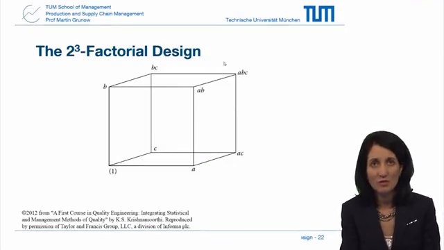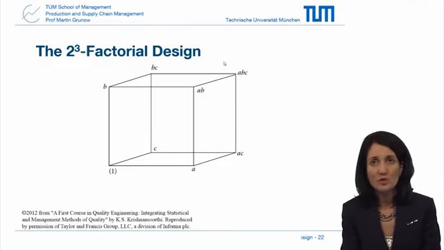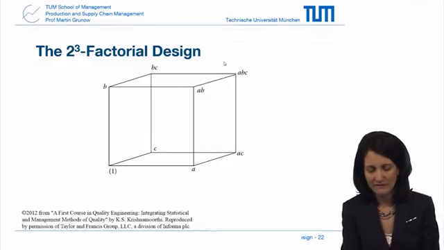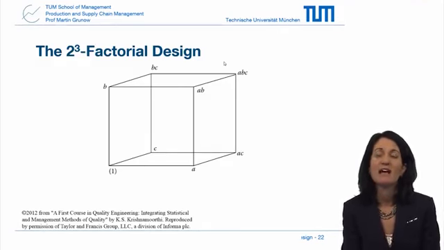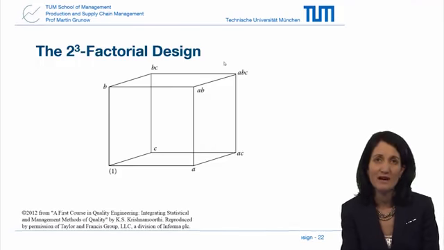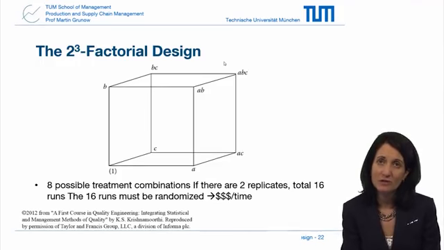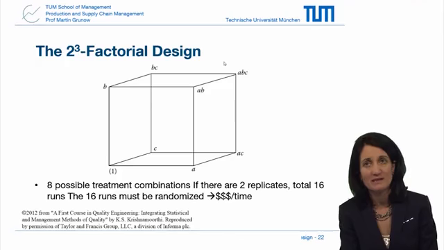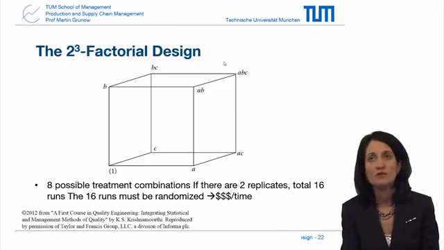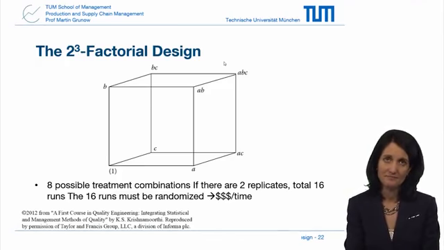We just want to have a few words about the 2x3 design, because this is used when instead of having just 2 factors, we have 3 different factors. So in this case, we have A, B, and C, representing the high levels of our three different factors. And of course, with that, we would have then 8 possible treatment combinations if there's 2 replicates, which is a total of 16 runs. And these runs have to all be, of course, randomized, which takes money and time.